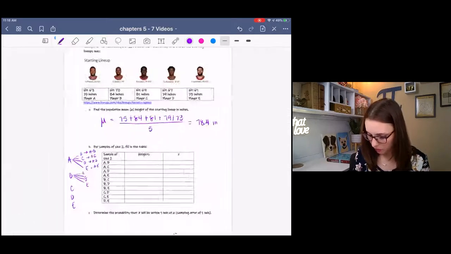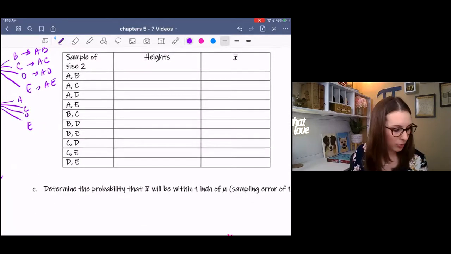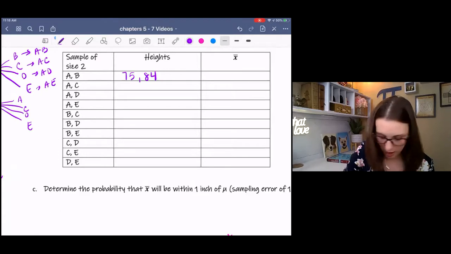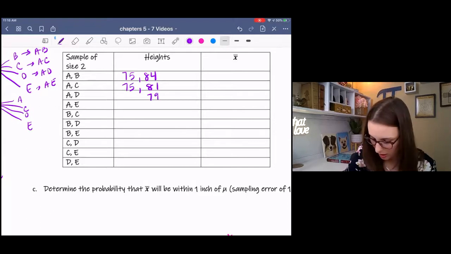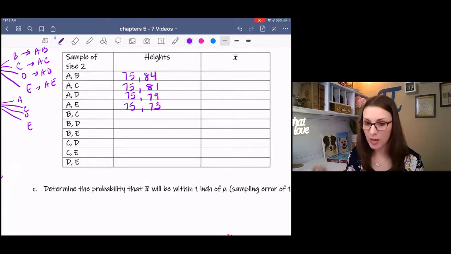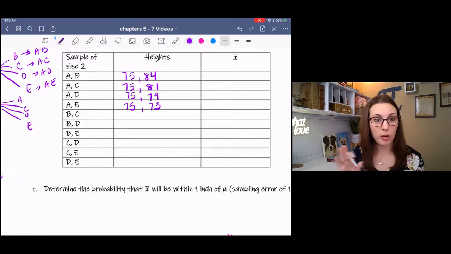So in here, I'm writing the heights of player A and player B, player A, player C, D, E. So you're going to do that for each sample, and then in the next column, you're finding the mean of the two heights. So go ahead and pause it, fill out the table, and then come back and we'll compare.